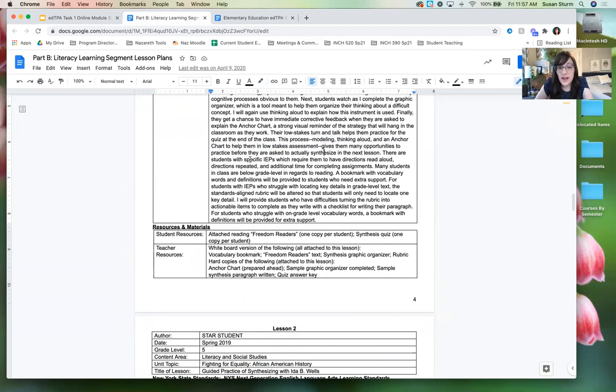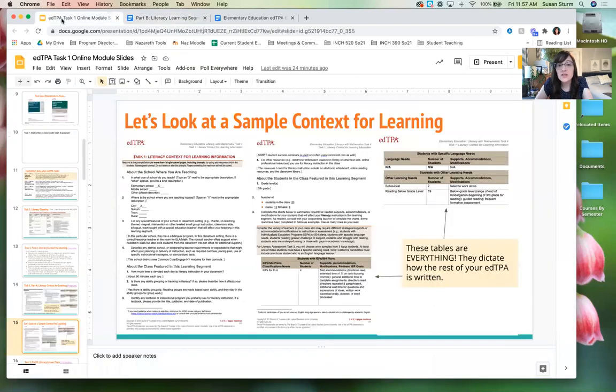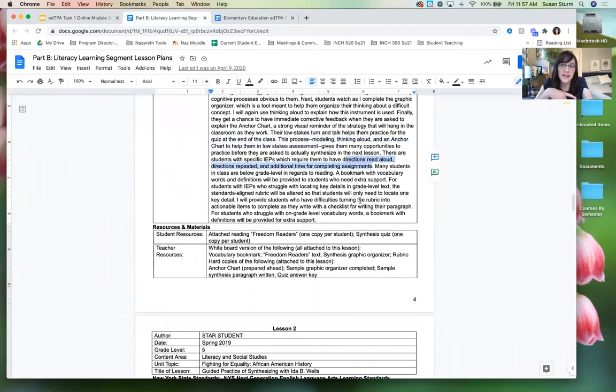Students with specific IEPs, so here are her specific IEPs. They're going to have the directions read aloud, directions repeated, additional time. That came directly from here. You can see she's got directions read aloud, extra time on assignments. Everything that she had in that context for learning appears here.